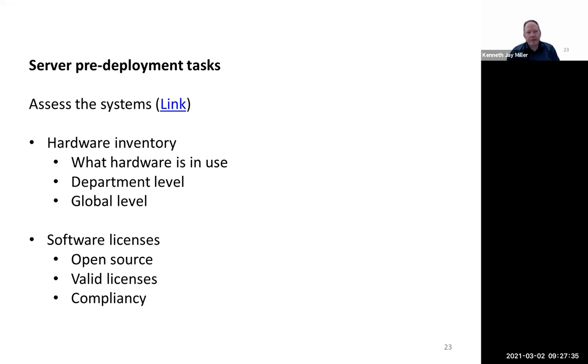So we need to be aware of the hardware inventory and then our software licensing, right? Are we using open source software? Do we have valid licenses? Are we in compliance? A lot of times, especially with the server sprawl that we talked about last week, it's easy to end up with, well, I have one license for Windows Server, but I have six virtuals of it, all using the same license. And obviously we're out of compliance.